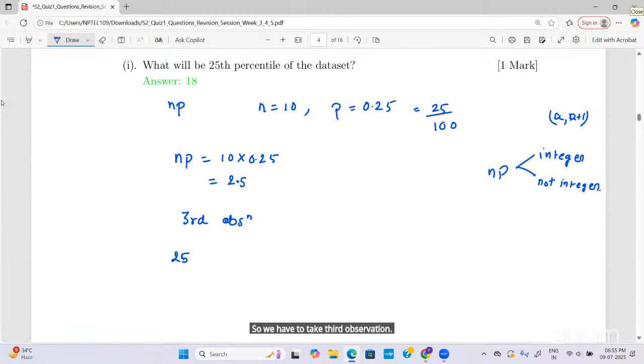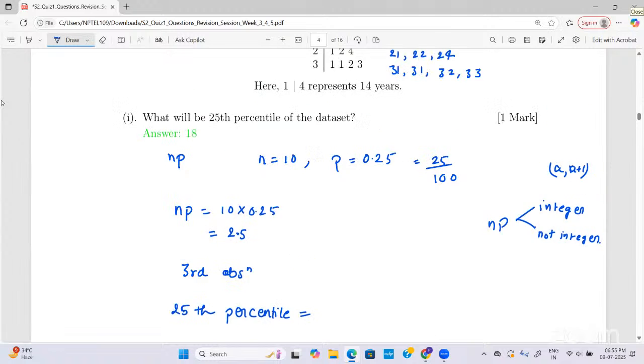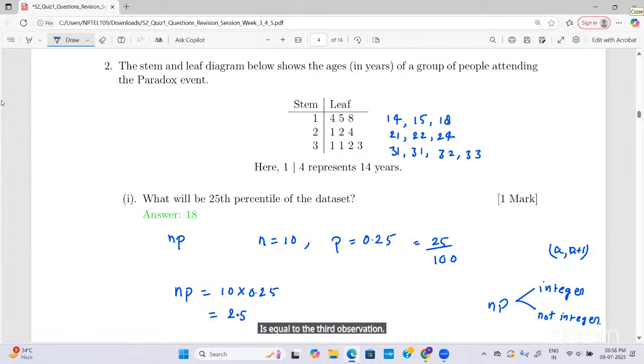So the 25th percentile is equal to the third observation, which is 18. Okay. And whenever you are calculating the percentile, you always have to sort your data set. Okay. In ascending order, you have to arrange. So here we have already arranged it.